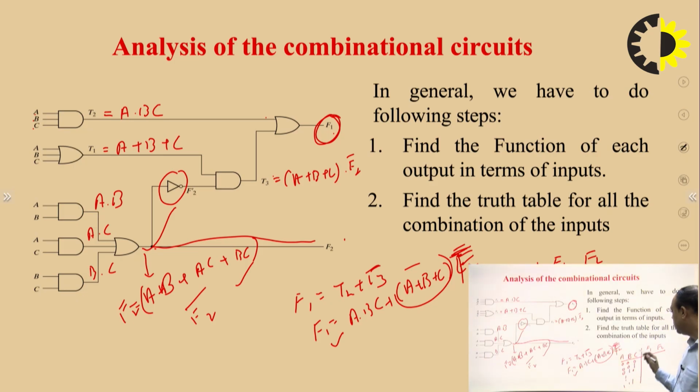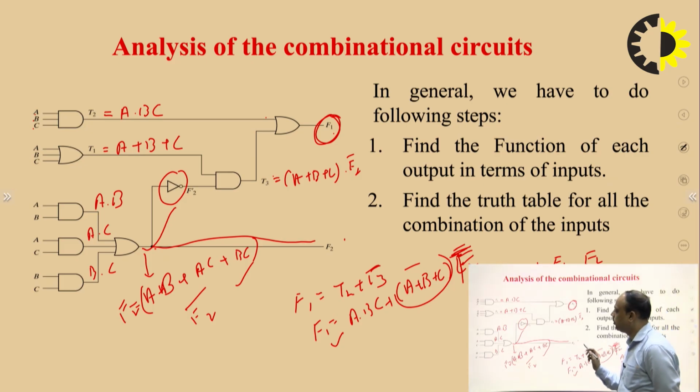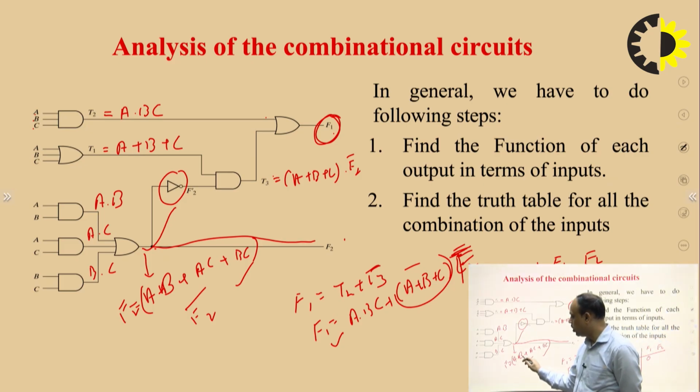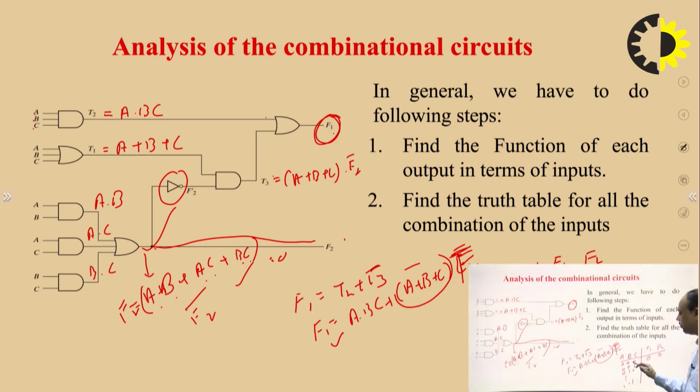Similarly, for F2, our F2 is A dot B plus A dot C plus B dot C. So this is 0 into 0, 0 into 0, 0 into 0. It also becomes 0. So for the first case, the first entry for the input combination of A, B, C equal to 0, 0, 0 is F1 equal to 0 and F2 equal to 0.